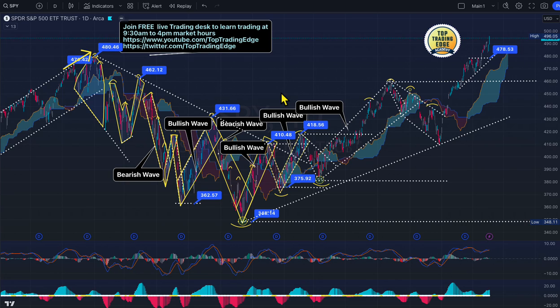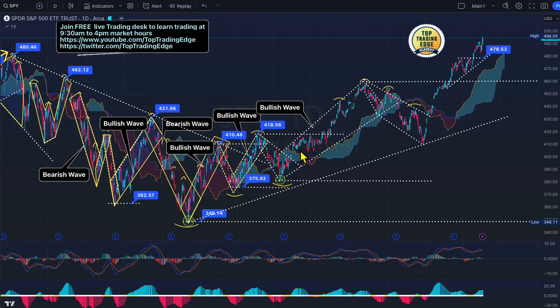Recording it, folks. Today, Sunday, 4th February. Let's take a look at the market conditions and see what the market looks like for the coming week. All right, so this is the daily chart, folks.